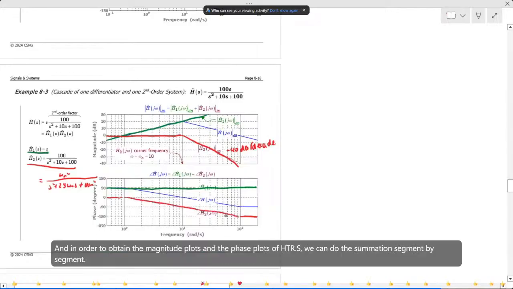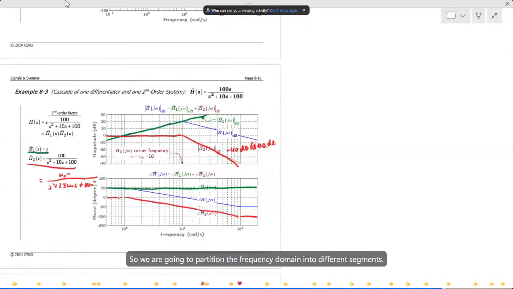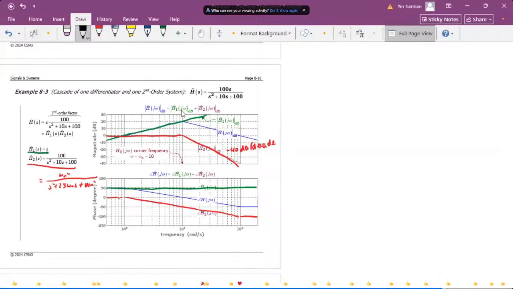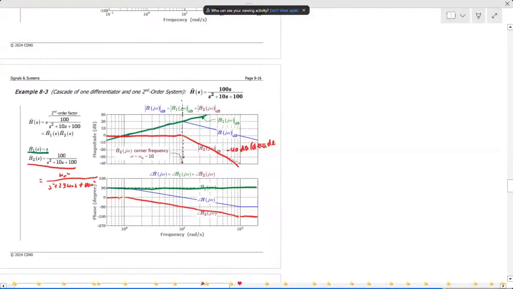Okay. And in order to obtain the magnitude plots and the phase plots of HTL.S, we can do the summation segment by segment. So we are going to partition the frequency domain into different segments. Here, here, and here. And then do the summation.